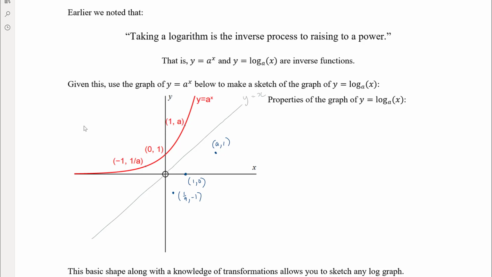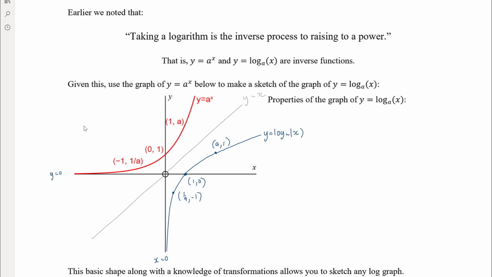We know that the exponential graph has an asymptote at y equals 0, and so that means the log graph has an asymptote at x equals 0. Remember, exponential graphs don't have vertical asymptotes, so the log graph won't have a horizontal asymptote. If we join these up, keeping that mirror image of the shape, then this is the graph of y equals log base a of x, the inverse of a to the power of x.